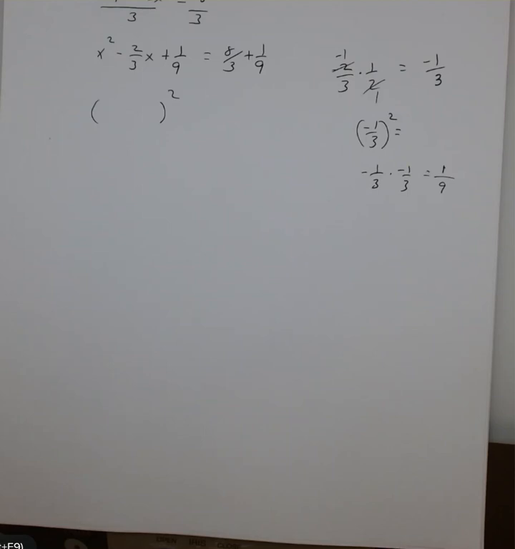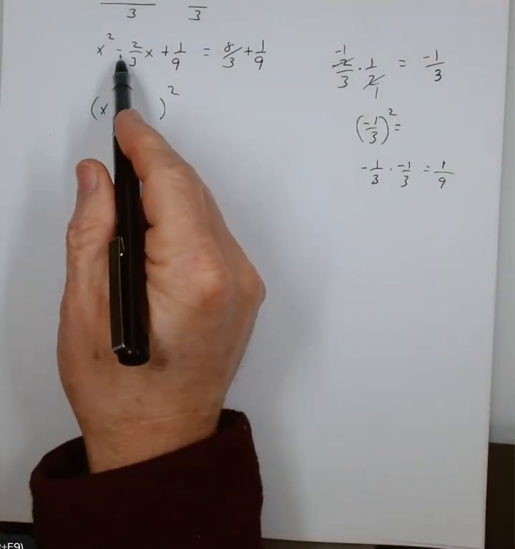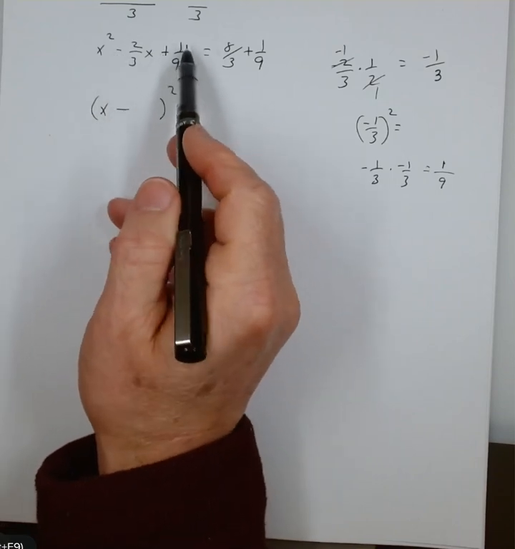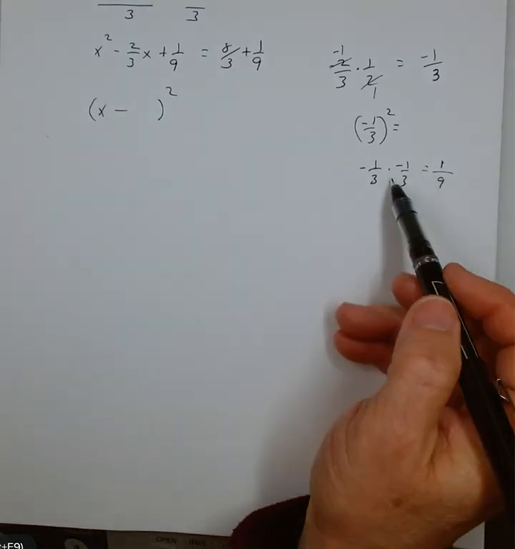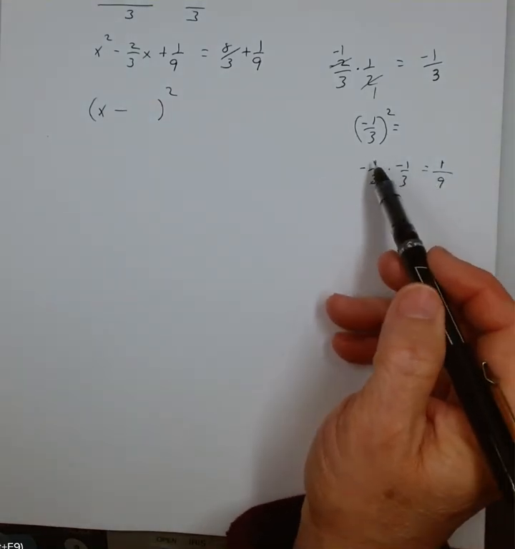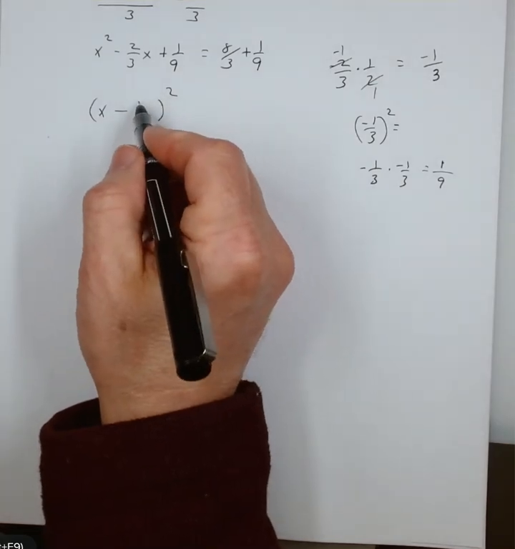X minus 1/3. So x and then a middle sign and then 1/9. What fraction times itself is 1/9? Negative 1/3. Yeah. So x minus 1/3.